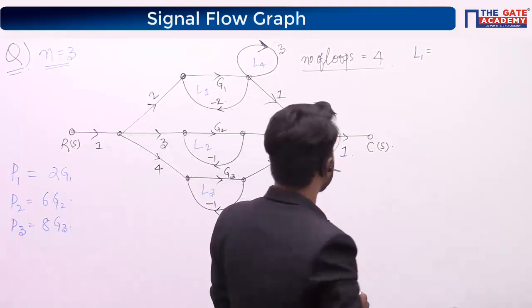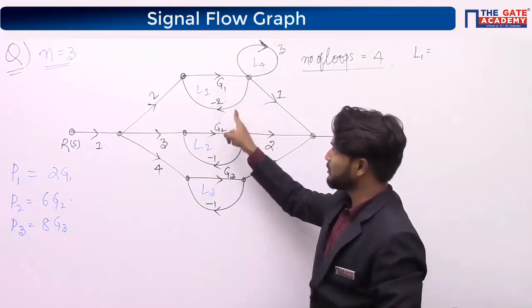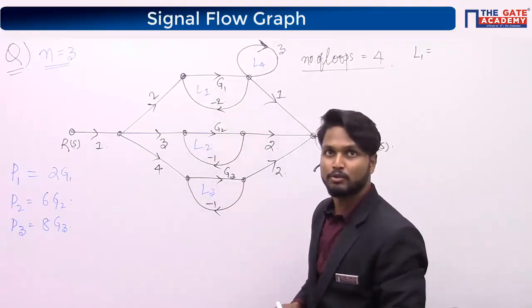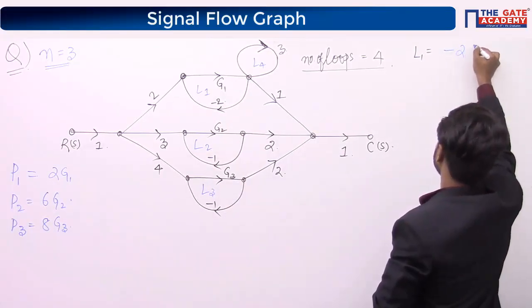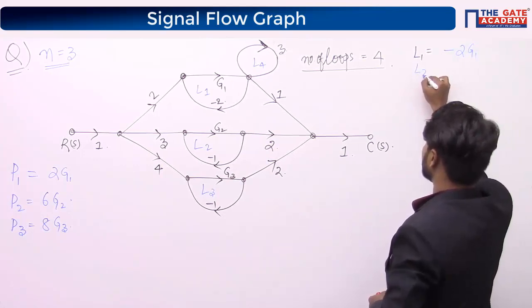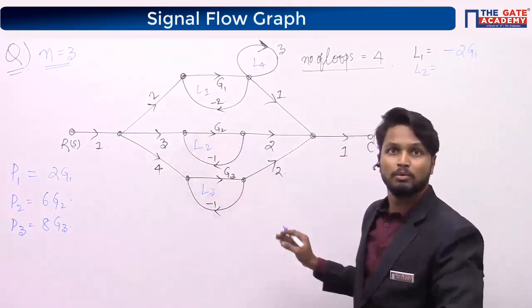So the first loop gain, what is the gain of L1? It is G1 multiplied by minus 2. Yes or no? G1 multiplied by minus 2, it is minus 2G1. What about L2? L2 is equal to minus G2, right?